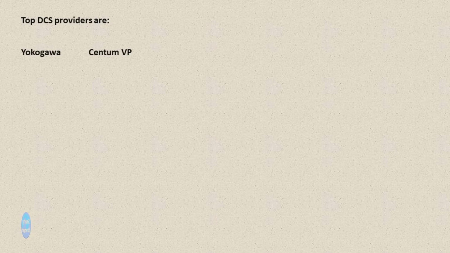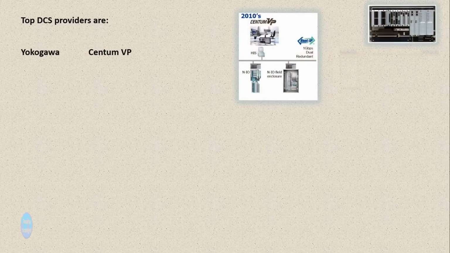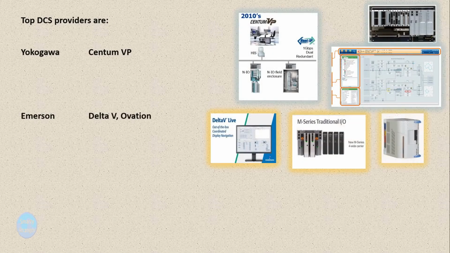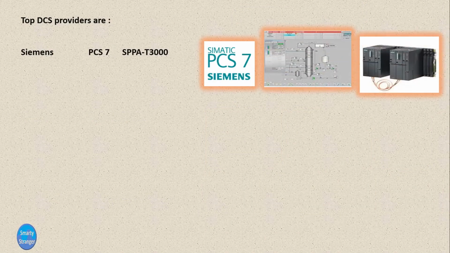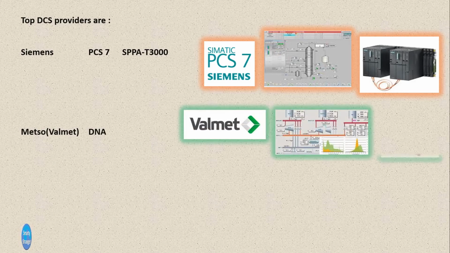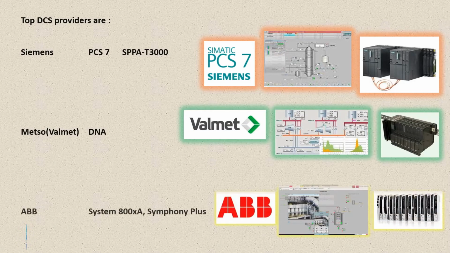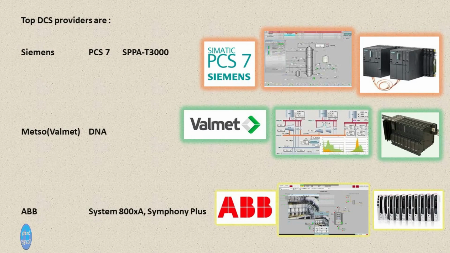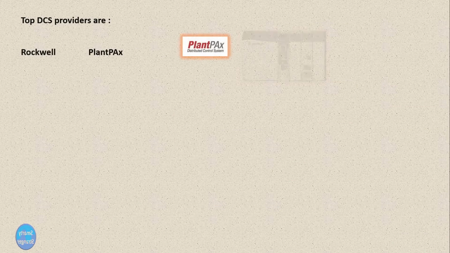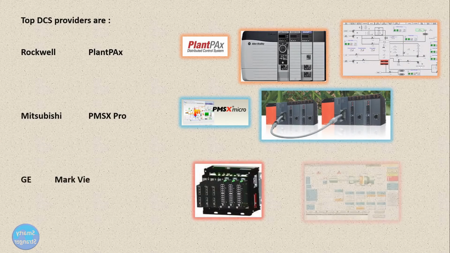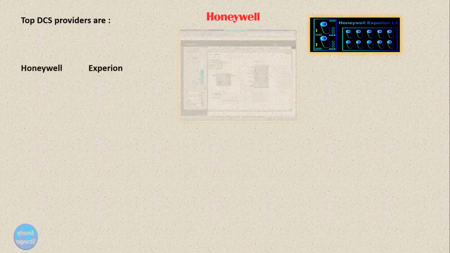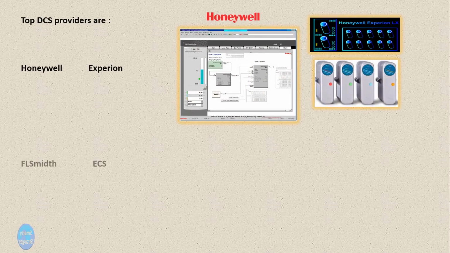There are multiple DCS providers available in the world. Some of them are Yokogawa, its DCS name is Centum VP. DeltaV, Ovation by Emerson. EcoStruxure Foxboro by Schneider. PCS 7 by Siemens. DNA by Metso, Valmet. System 800xA, Symphony Plus by ABB. PlantPAx by Rockwell. MELSEC Pro by Mitsubishi. Mark V by GE. Experion by Honeywell. ECS by FLSmidth.